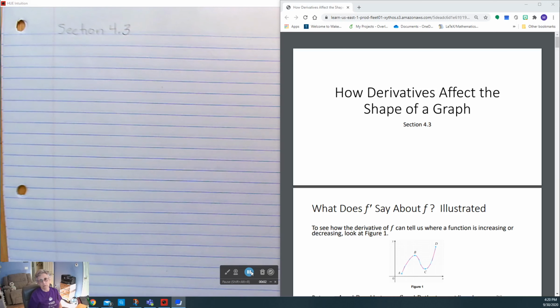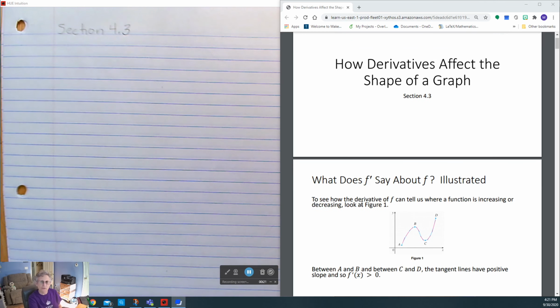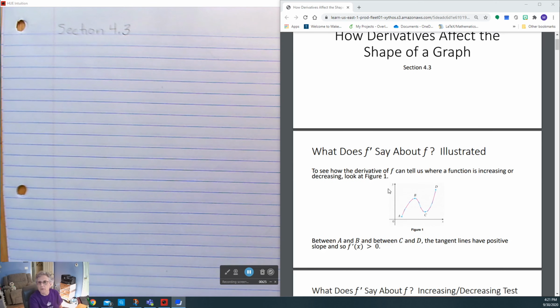No, you're not wrong. We skipped section 4.2. We'll go back and pick it up later because I'm just anxious to get to curve sketching because it's lots of fun. This section is all about how derivatives affect the shape of the graph. It's more like what derivatives tell us about the shapes of the graph.